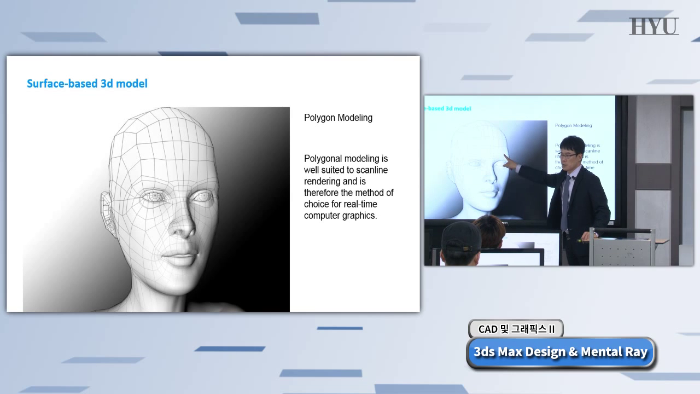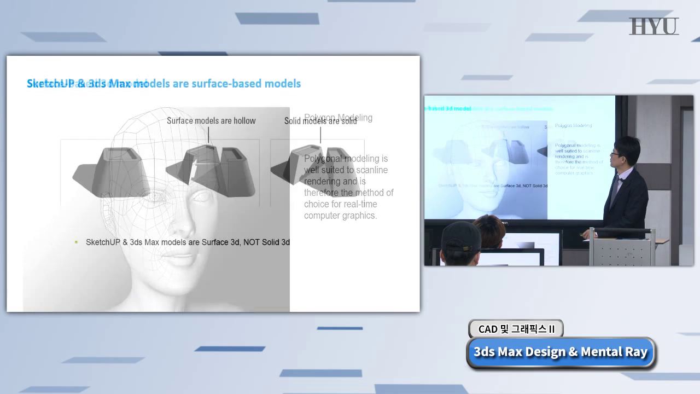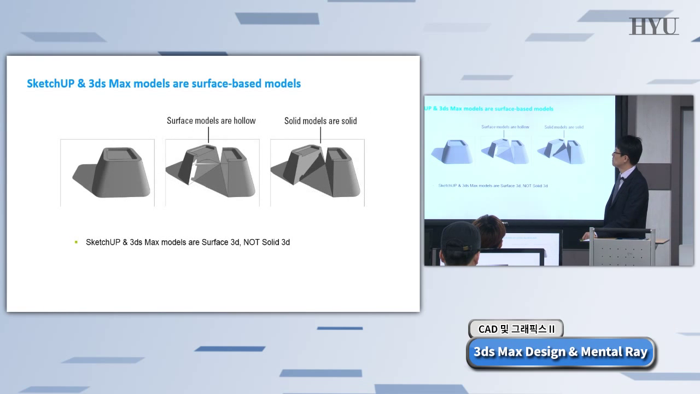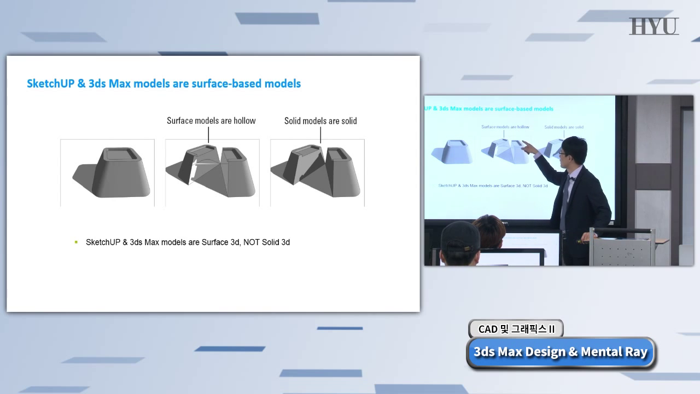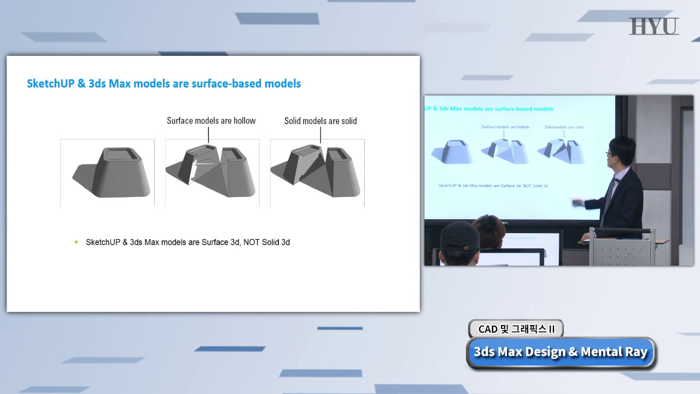polygons, segments, and so on. So SketchUp and 3D Max, Rhino, or any type of 3D surface-based modelers work with this mechanism. Simply, surface models have a hollow inside, okay? The thickness of this surface is 0, okay? It's 0. But this is an example of a solid model.